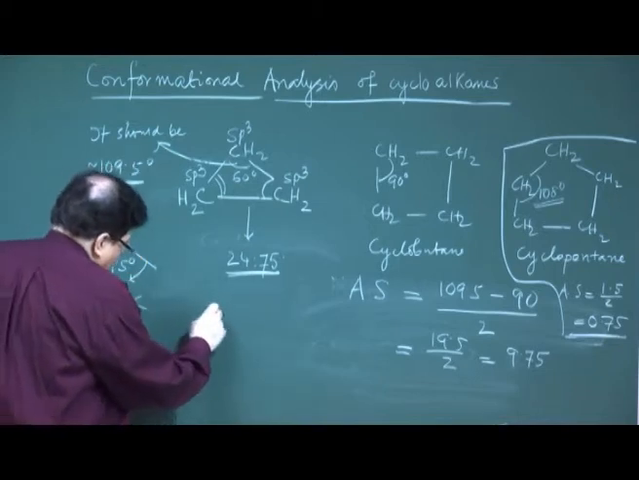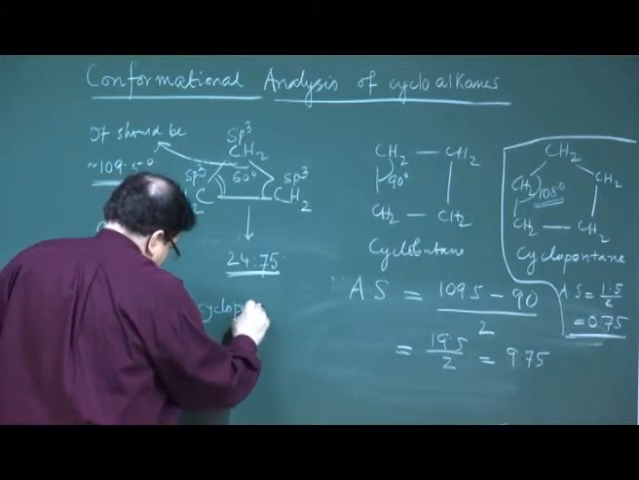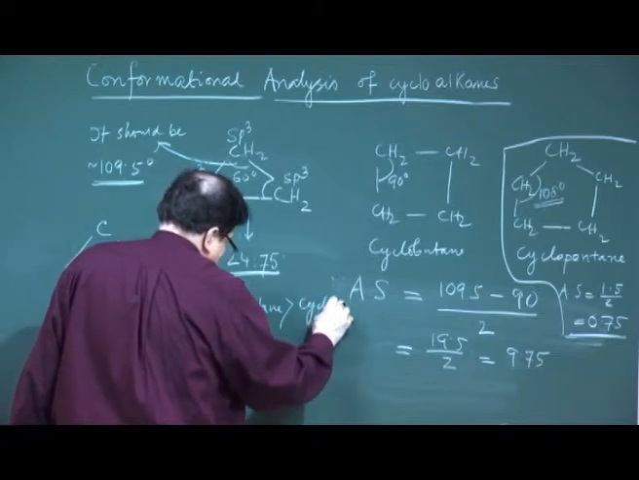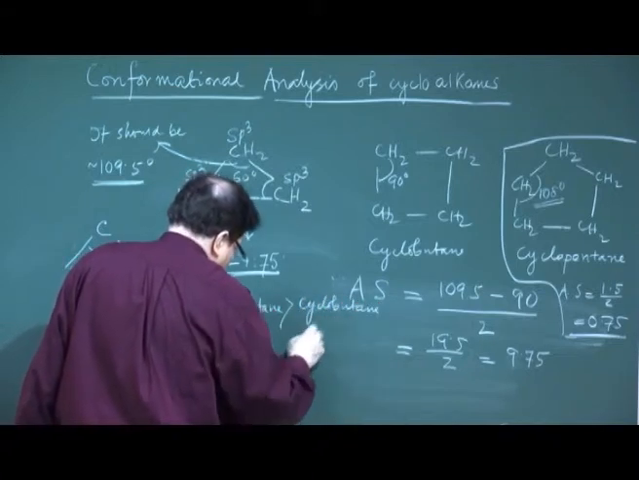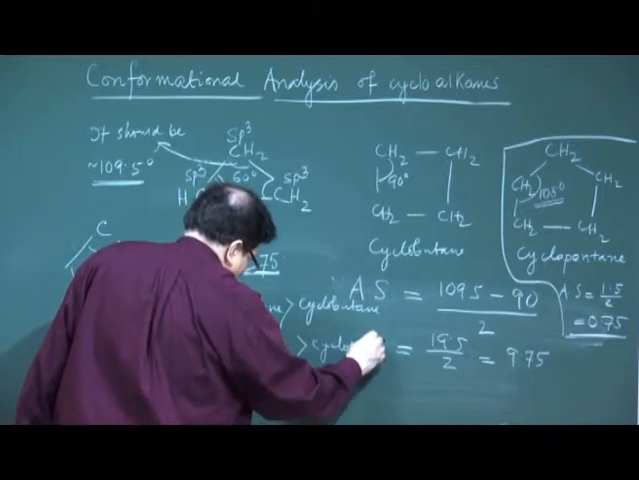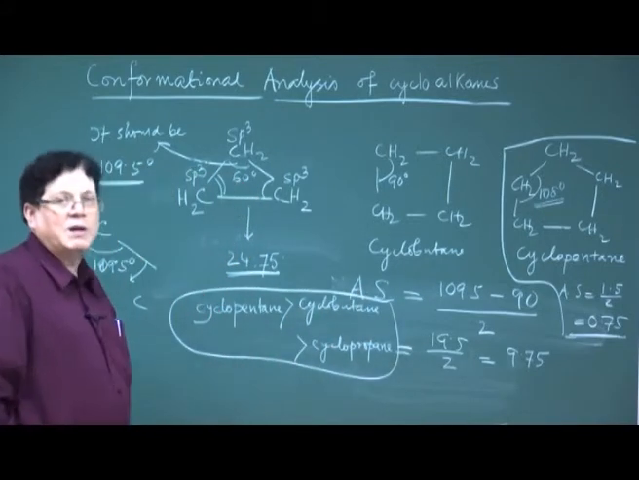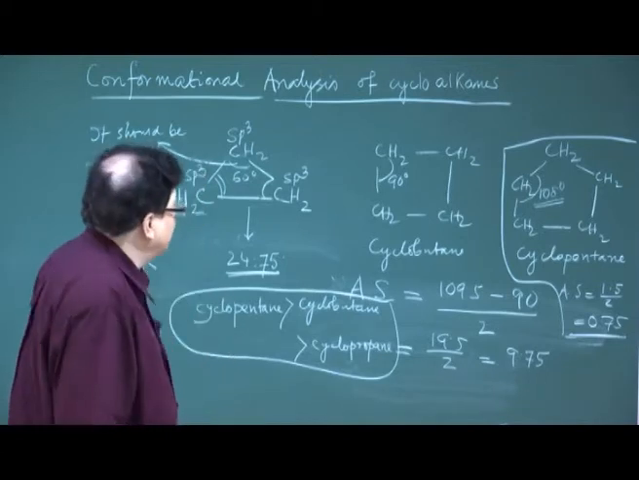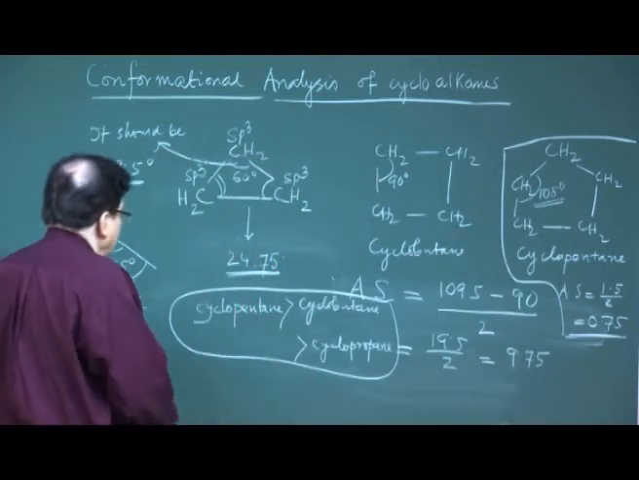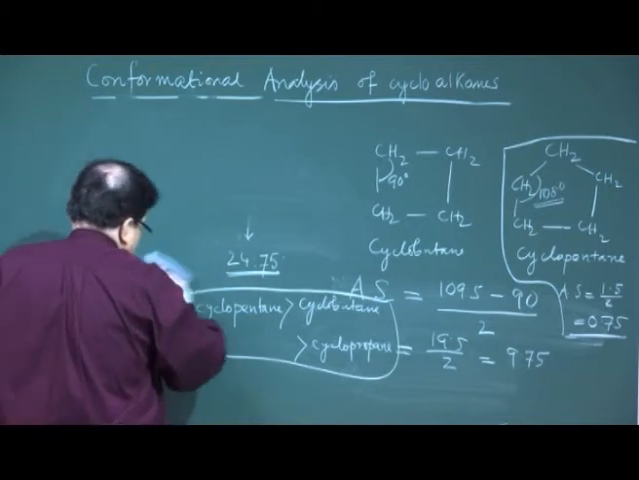According to Bayer's strain theory, the stability order will be cyclopentane should be more stable than cyclobutane, which in turn should be more stable than cyclopropane. Okay. This was fine, up to this point was fine, but the problem started when you increase the size of the ring beyond 5. Okay. So, what is the next homologue of cyclopentane? It is cyclohexane.